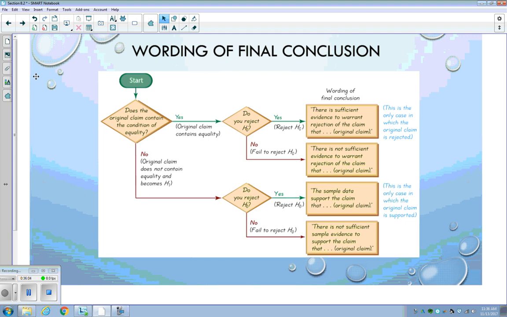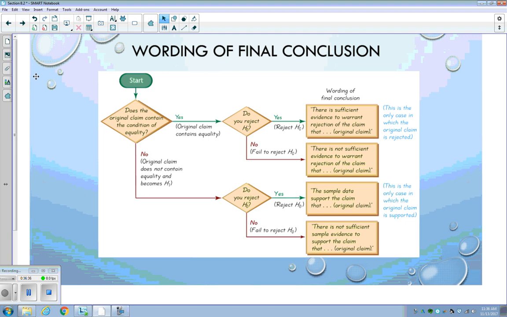So here's how you're going to state your conclusions. First, does the original claim contain the condition of equality? What do I mean by that? The original claim contains the equals. And if so, do you reject? Yes, there's sufficient evidence to warrant rejection of the claim. Or we say there's not sufficient evidence to warrant rejection of the claim.